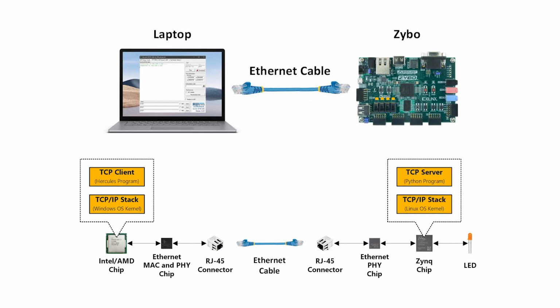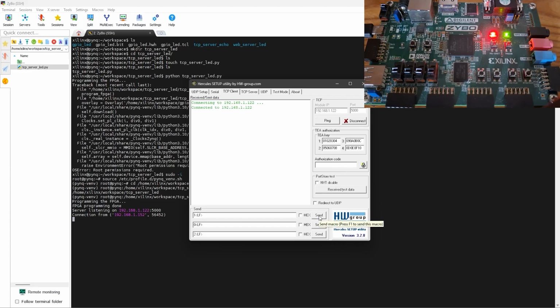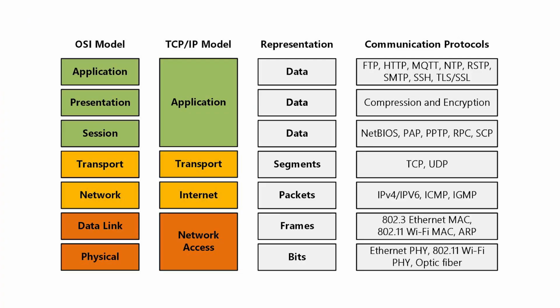In the last video, we learned how to use Ethernet to send and receive messages between a PC and an FPGA board. We used a program called Hercules that uses the TCP protocol over Ethernet to control the LEDs on the FPGA. Now, in this video, we are going to move to the HTTP protocol, which is layer 7 of the OSI model. The HTTP protocol is widely used in web applications.